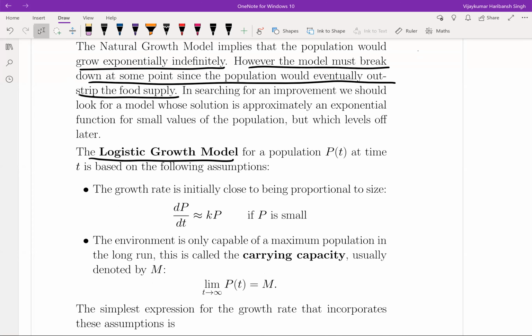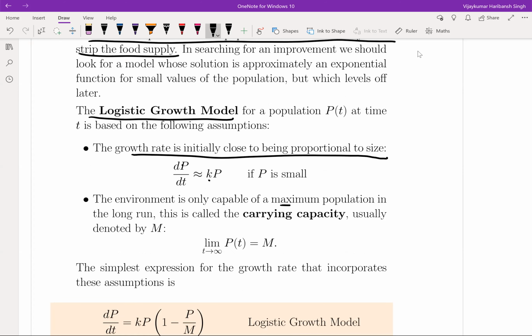The logistic growth model is a modification of natural growth. For small P, the growth rate is initially close to proportional to the size, so dP/dt is roughly kP, an exponential growth to start with. However, the environment is capable of supporting a maximum population in the long run. We'll call this the carrying capacity. We can have an estimate of it. Suppose you have a farm of 100 by 100 feet, then you can say how many bunnies can be there. There must be a maximum number of bunnies, or of cows, you can have in that farm. So if you're considering a population on a finite area or with food restrictions, there is a maximum carrying capacity.